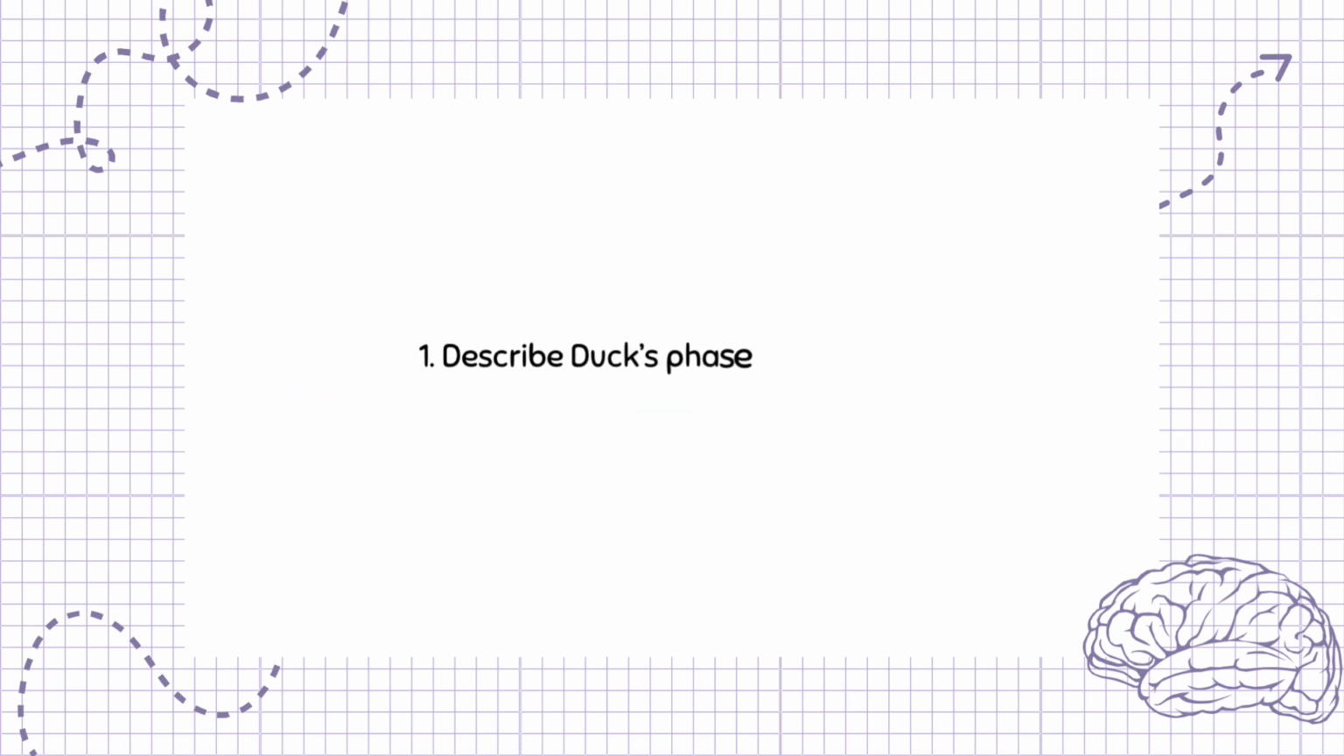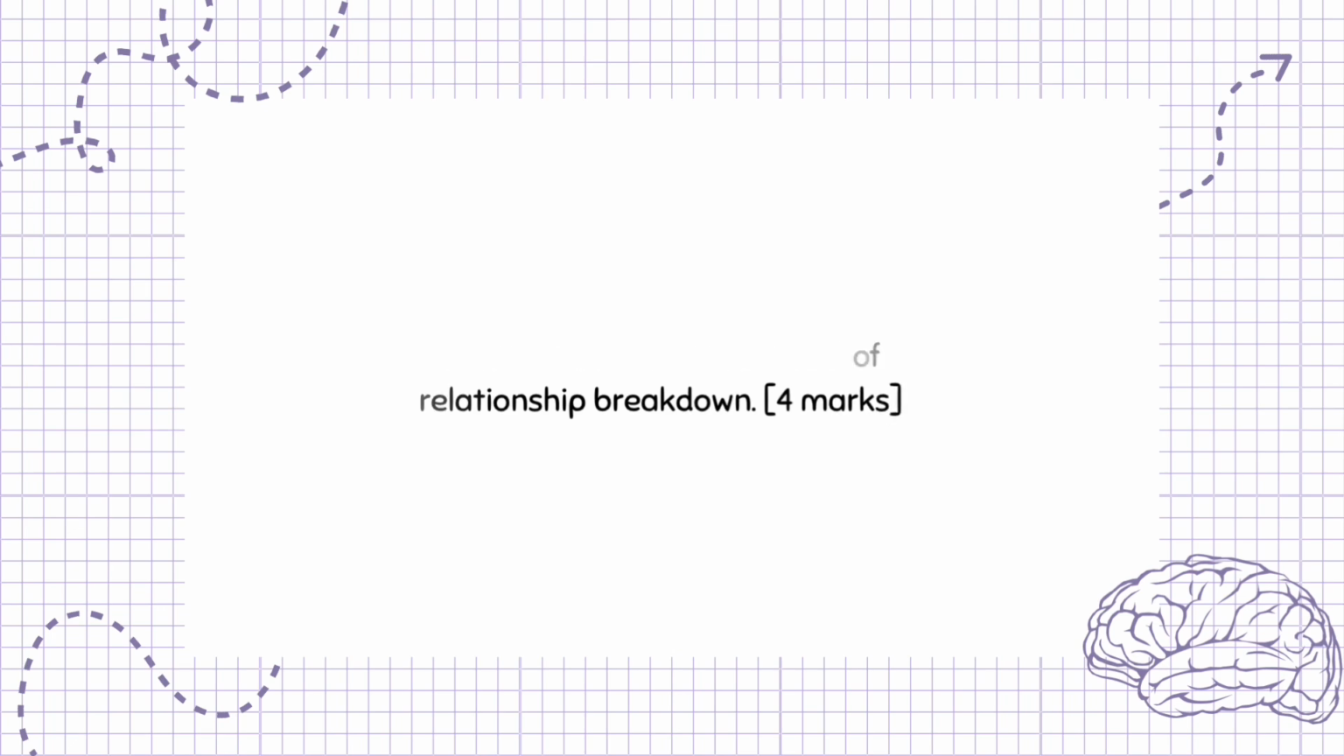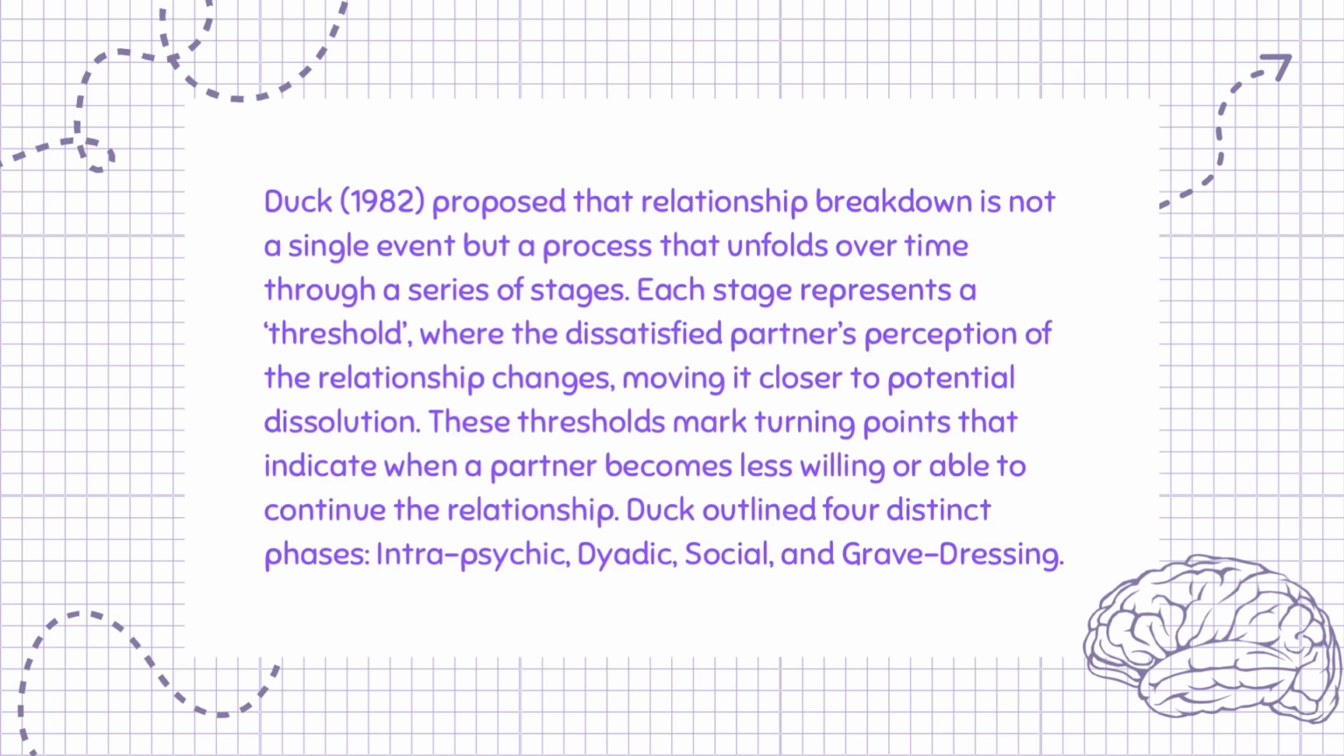Question 1. Describe Duck's phase model of relationship breakdown. 4 marks. Duck, 1982, proposed that relationship breakdown is not a single event but a process that unfolds over time through a series of stages. Each stage represents a threshold, where the dissatisfied partner's perception of the relationship changes, moving it closer to potential dissolution. These thresholds mark turning points that indicate when a partner becomes less willing or able to continue the relationship. Duck outlined 4 distinct phases: intrapsychic, dyadic, social, and grave dressing.